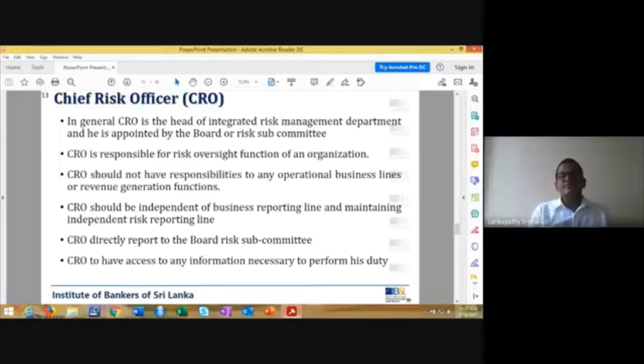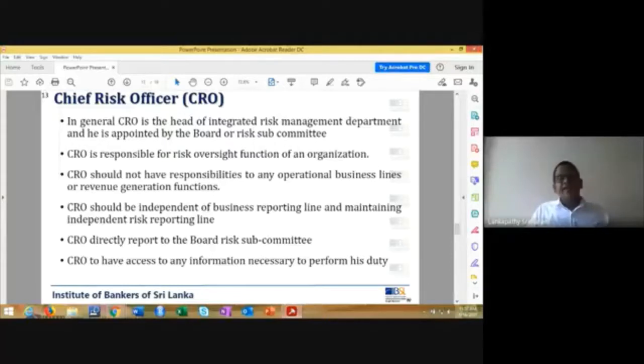And the CRO is responsible for the risk oversight function of the organization, which I have already mentioned. Even though the board of directors is approving the policies, as a department, the Chief Risk Officer, or the centralized risk management department, has to formulate them and give them to the board. Then the board will review and approve. Even at the implementation stage, they have to give advice to the branch units and business units to implement the risk management, and they are the people overseeing it.